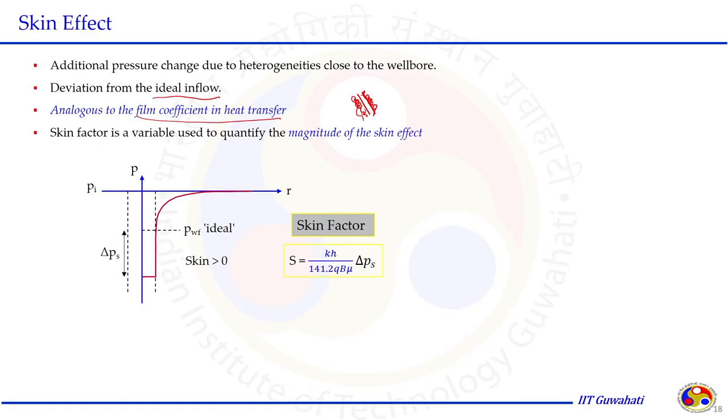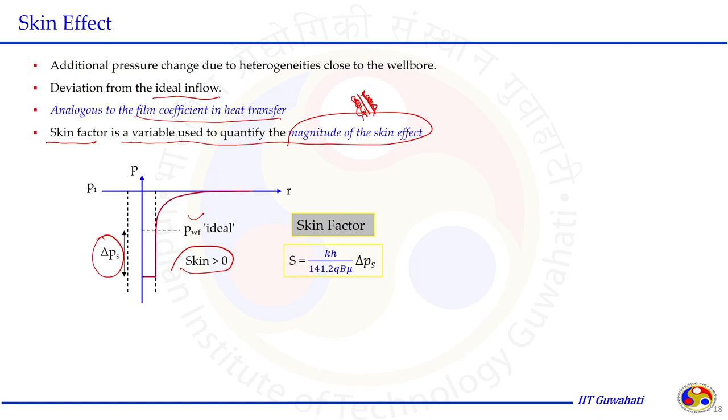We are having the additional pressure drop near the wellbore region, and that can be accounted by the factor called the skin factor, a variable used to quantify the magnitude of that skin effect. For example, in the ideal condition the pressure should be Pwf, but additional pressure drop is happening because there is some deposition or some damaged conditions near the wellbore.